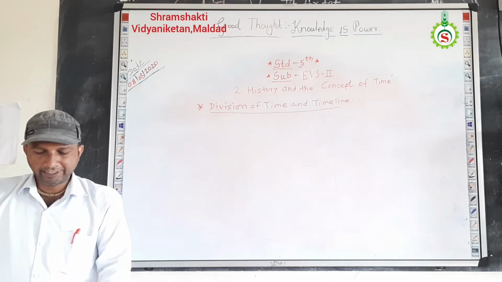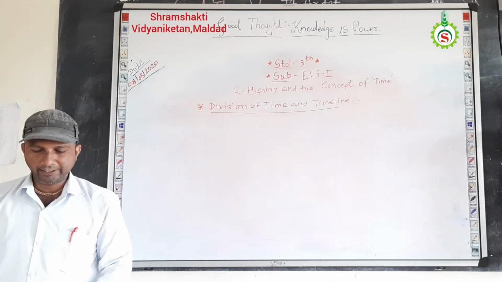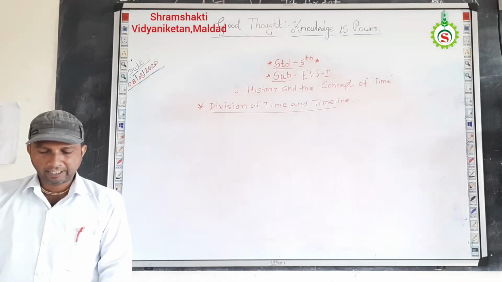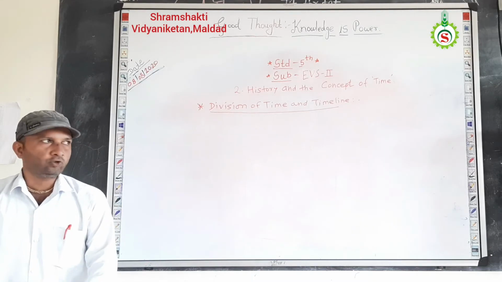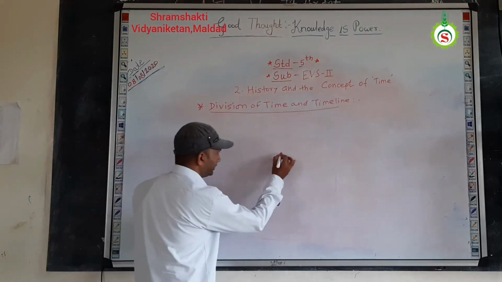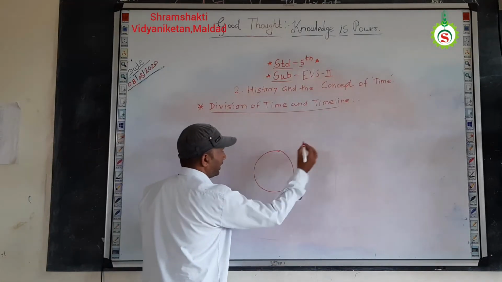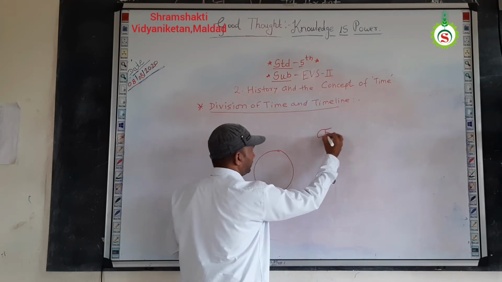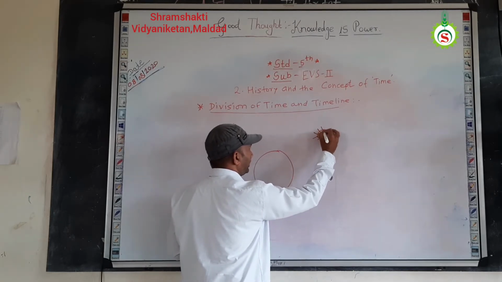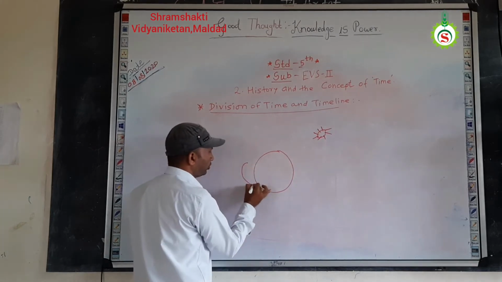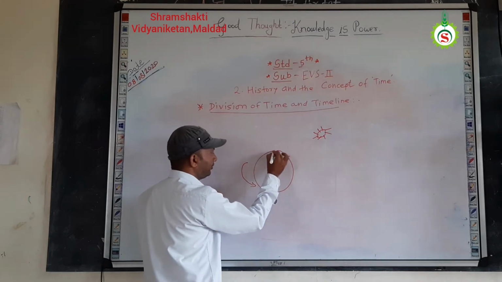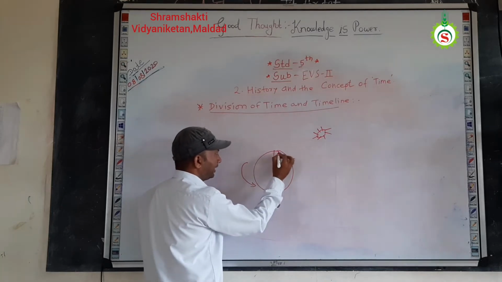However, we see light only in daytime. Nights are dark. How does this happen? Now you know that, for example, this is the earth, and this is the sun. The earth has a tendency to rotate; it rotates continuously, so the earth has two parts.